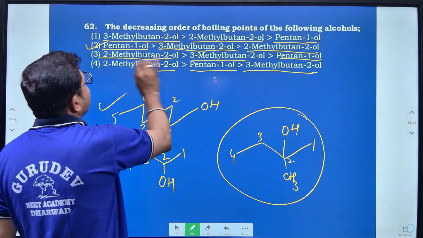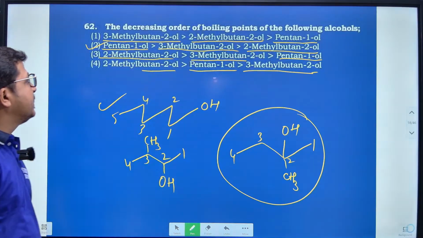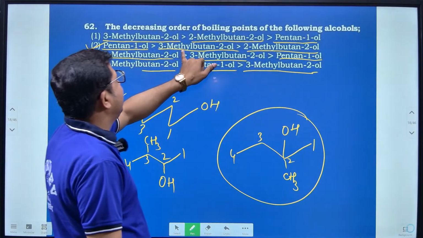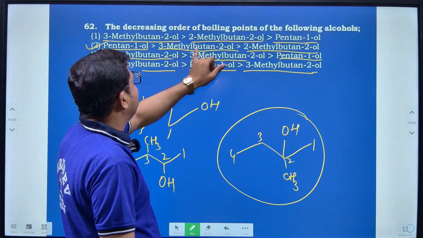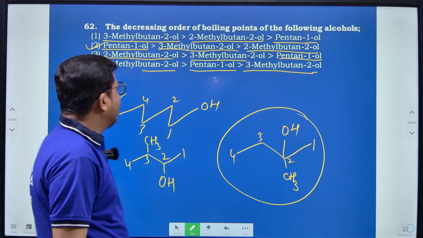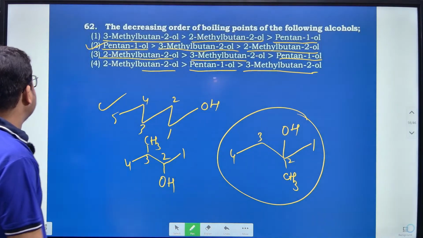Therefore, the right option is pentane-1-ol greater than 3-methylbutane-2-ol greater than 2-methylbutane-2-ol. Therefore, the right option is option number 2.